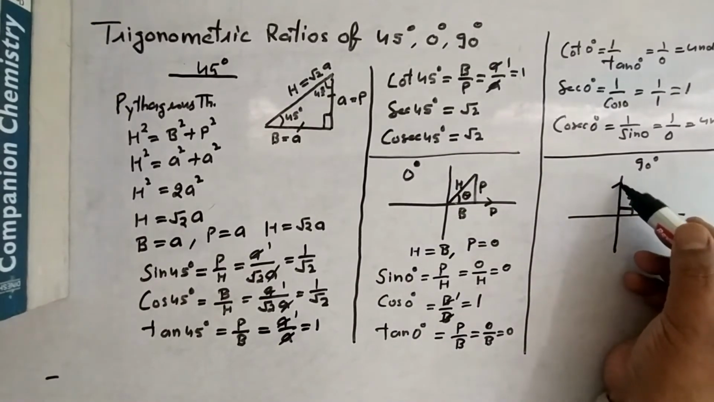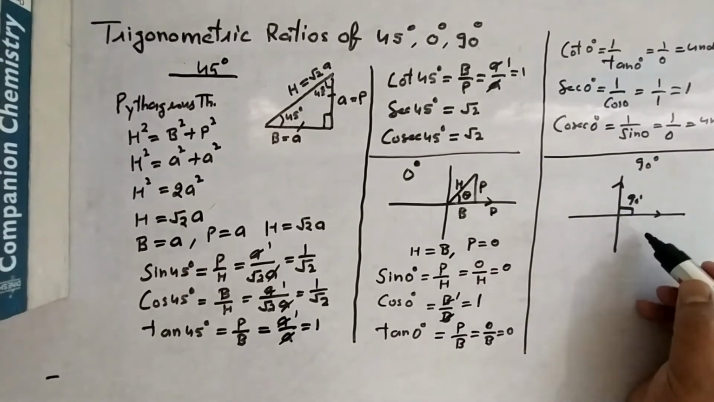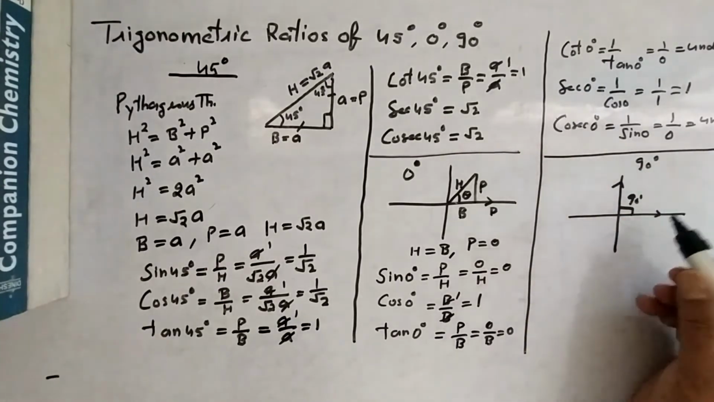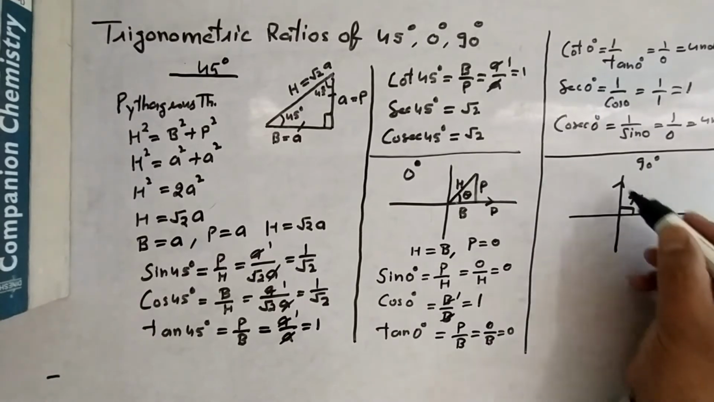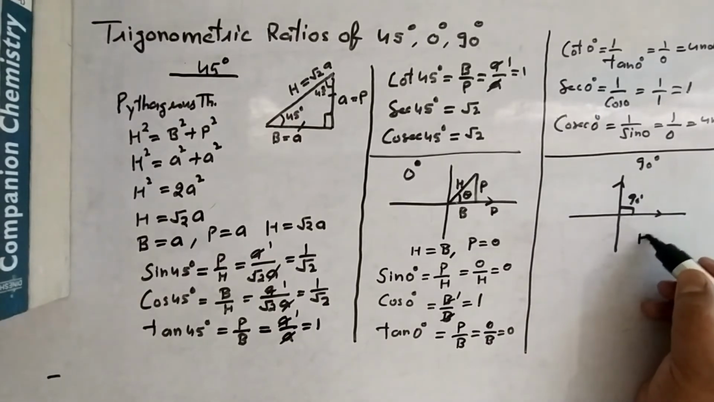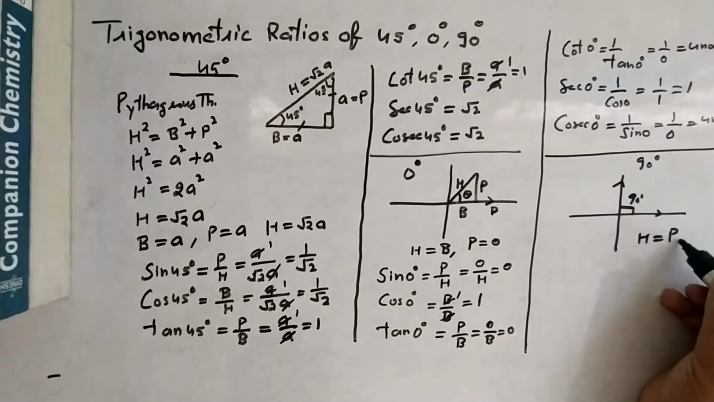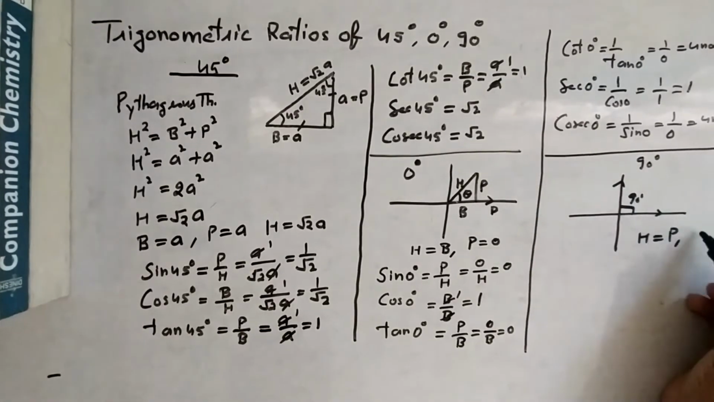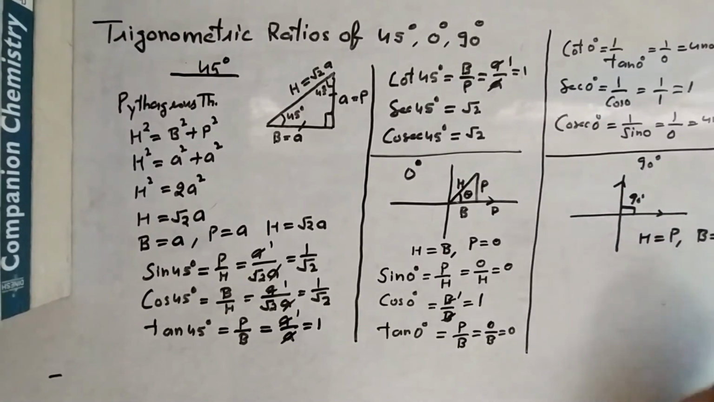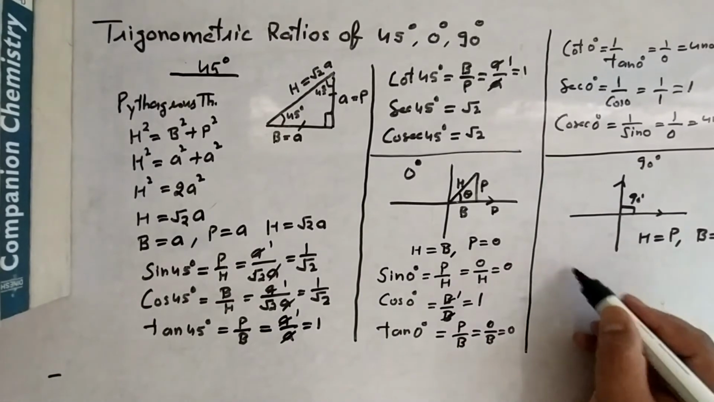In this case, hypotenuse and perpendicular become equal. Hypotenuse becomes equal to perpendicular, and you know that base becomes equal to 0. Now you use the similar technique here.